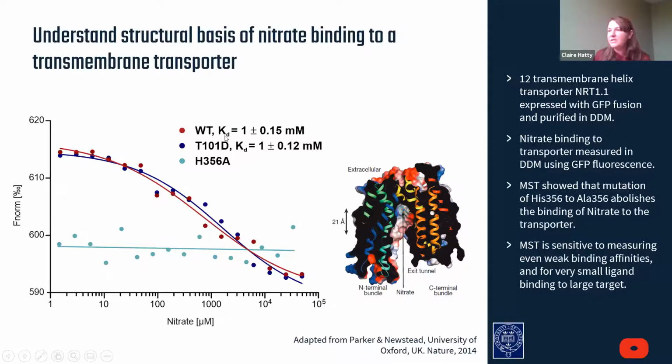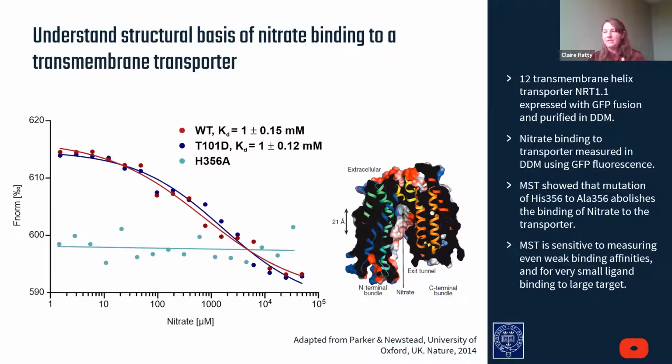What we have first is the binding between the wild type transporter and nitrate, and you can see there's a KD of around 1 millimolar, that's in the red. Then with 1 point mutation, there's actually no difference to the binding of nitrate. However, with a different point mutation, there's no longer any nitrate binding. So it helped to figure out which are the critical residues for the nitrate binding.